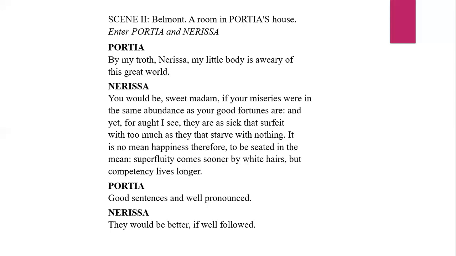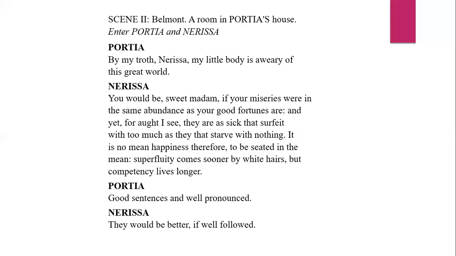Now, what are the objectives of this scene? The scene serves three major purposes. First, it outlines the device of the lottery of caskets. Second, it introduces Portia as a strong, intelligent woman. Thirdly, it reminds Portia of Bassanio, rousing her interest in him.